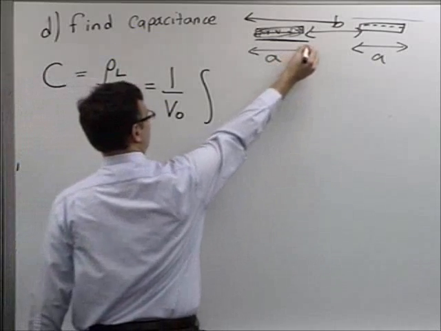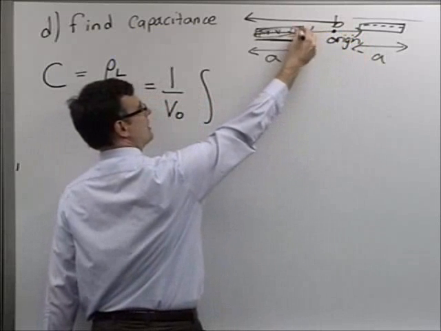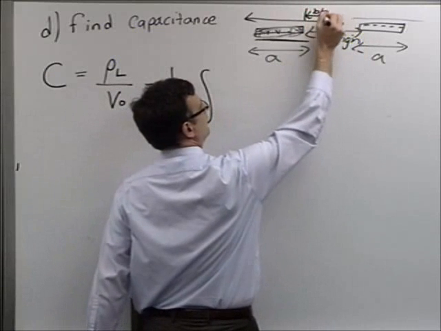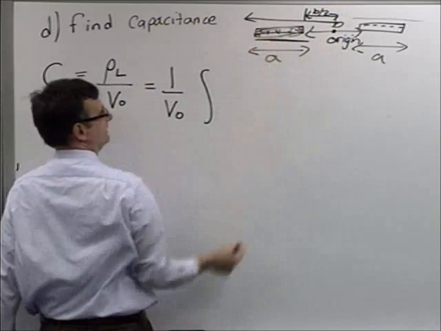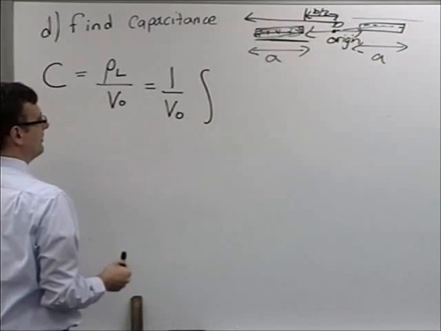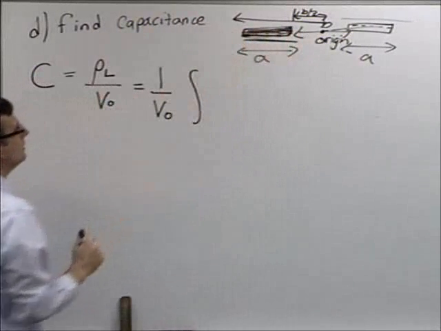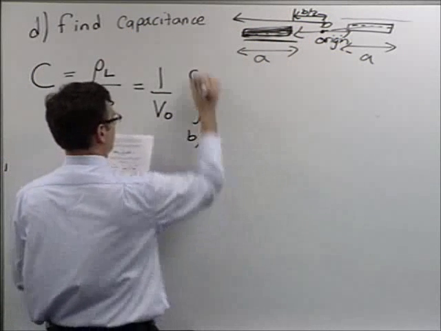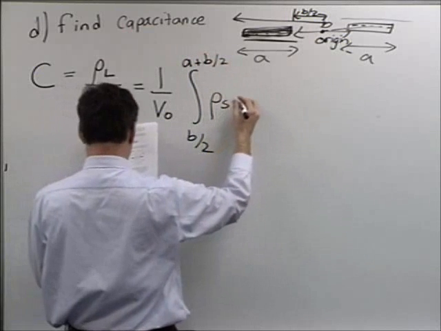So I've got to integrate, and remember, I called this my origin. So my integration is going to be from B over 2 to this point over here, B over 2 plus A. I'm going to start here, integrate across here and pick up all of the charge components: rho_S d rho.